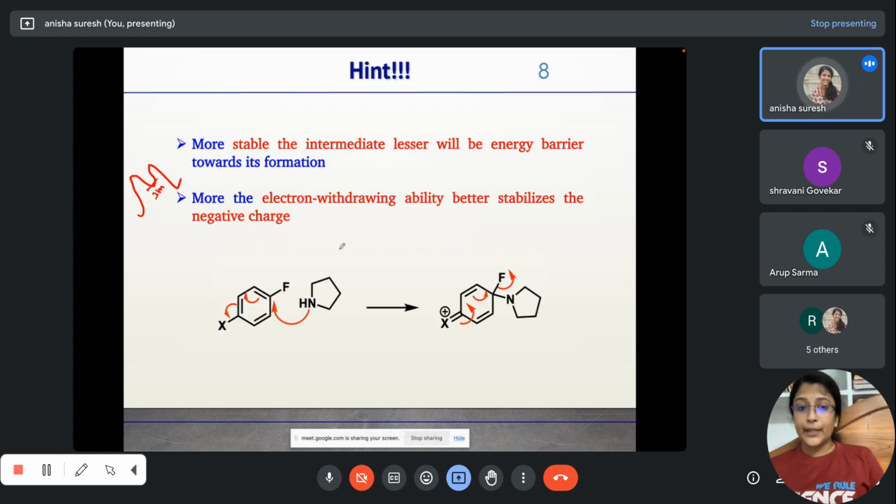So we are having pyrrolidine. The lone pair on this nitrogen of pyrrolidine can attack at this ipso position of the fluorine. Then this double bond will break and it will migrate. So here there can be a negative charge, here there can be a negative charge, here there can be a negative charge, as we can see.